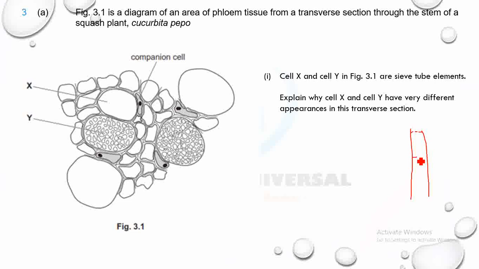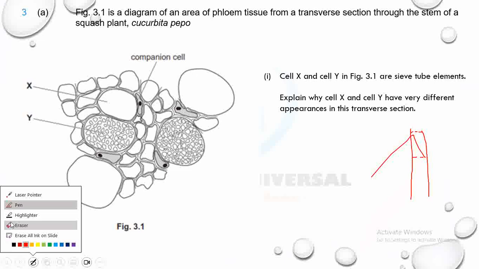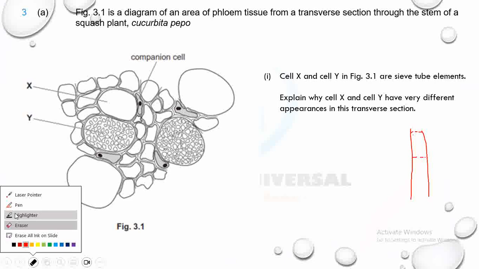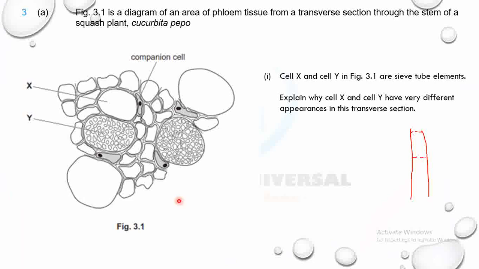Let me clean this up. Look at this, guys. This is where cell Y is, that's the sieve plate. Cell X is somewhere here, that is where the lumen is. So cell Y is at a higher position than cell X in the stem.